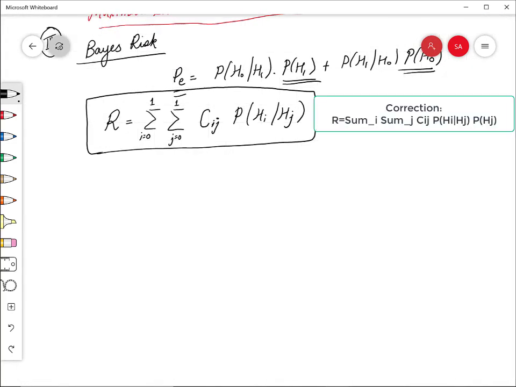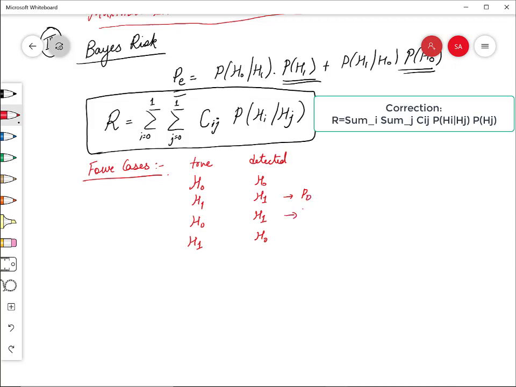So what is happening is that there are 4 cases in our detection: the true and the detected. So this is h0, we detected h0. h1 is true, we detected h1. The third one is h0, we detected it to be h1. The fourth one, true was h1, we detected h0. This is called the probability of detection. This one is called the probability of false alarm, and this is the probability of misdetection.